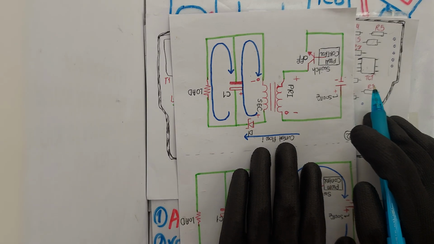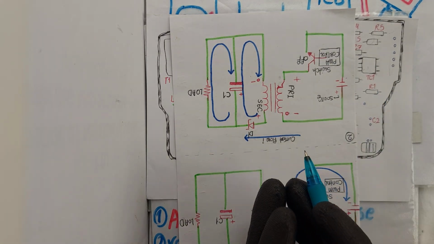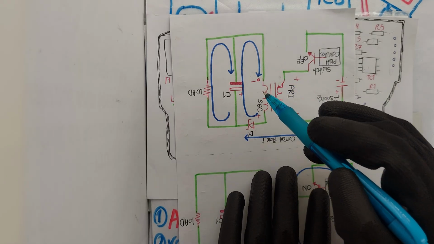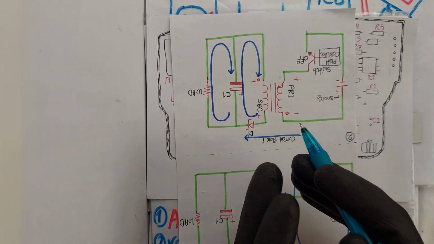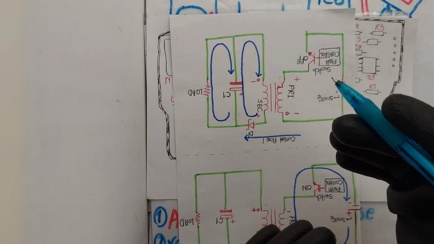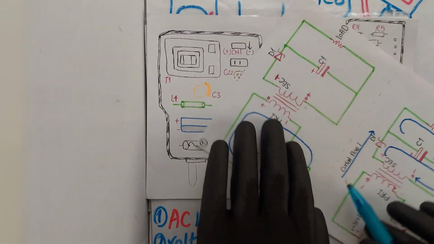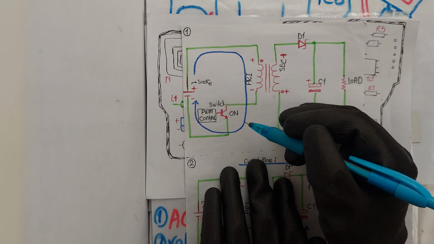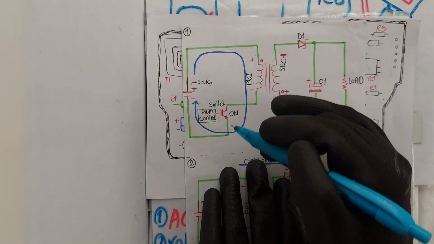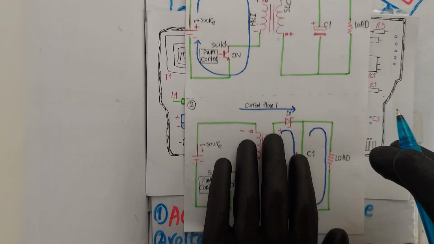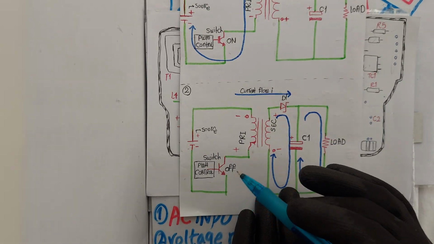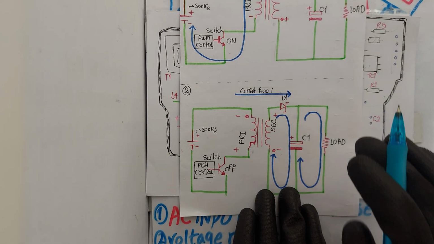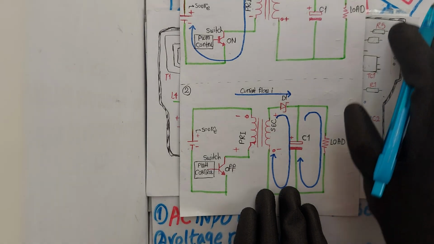In the flyback architecture, the transformer temporarily stores energy in its core and then transfers it to the output. So when we have the switch on right here, as you can see, energy is stored in the primary coil. When the switch is off, stored energy is released to the secondary coil, producing the output voltage.